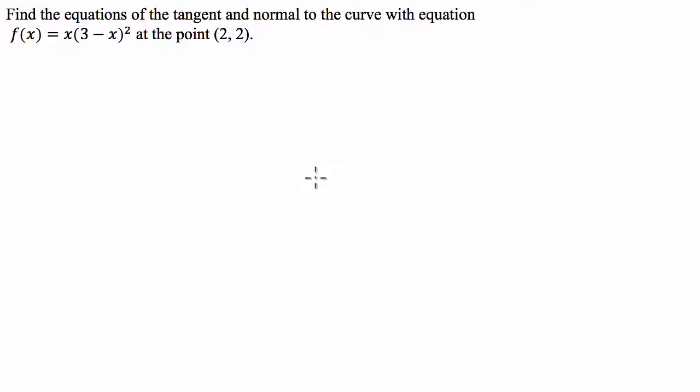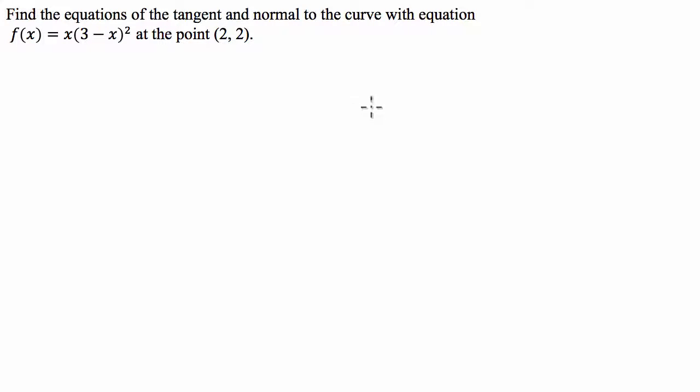Hi guys, we've got an applications of differentiation question here today where it's asking us to find the equations of the tangent and normal to the curve with equation f of x equals x bracket 3 minus x all squared at the point 2, comma 2. Okay, so first of all let's define what these tangents and normals mean.